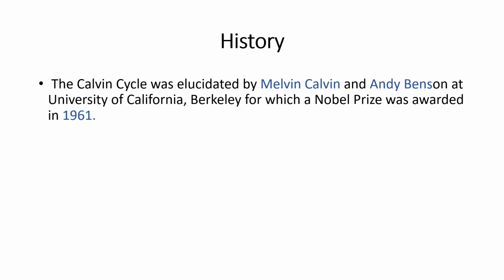The next is about the history. So the Calvin cycle was elucidated by Melvin Calvin and Andy Benson at the University of California, Berkeley, for which they got a Nobel Prize in 1961. So for this cycle, they got a Nobel Prize.